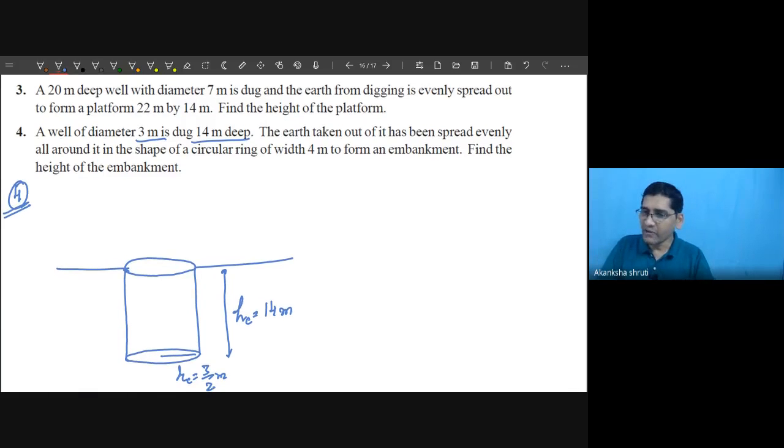It's okay. Now whatever earth comes out is put around it. The earth will be taken out and placed here. More earth will be taken out and placed here, and more again. This way a circular track, or circular elevated track, will form. That circular elevated track or band is called an embankment.